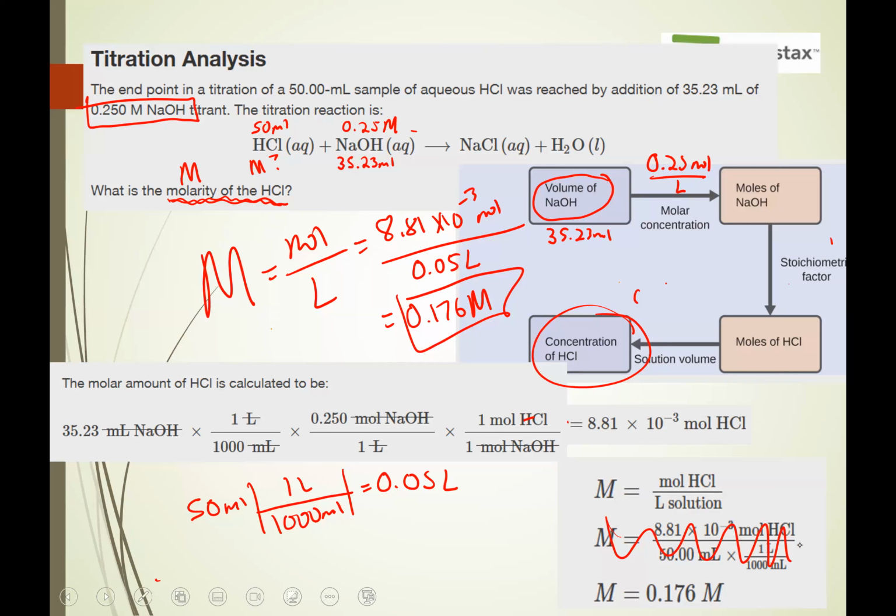Great question. Why is this 3 sig figs? So how many sig figs is the 50.00? 4. How many sig figs is 35.23? 4. How many sig figs is 0.250? 3. So that's why we have 3 sig figs in our answer. So 0.176, 3 significant figures.